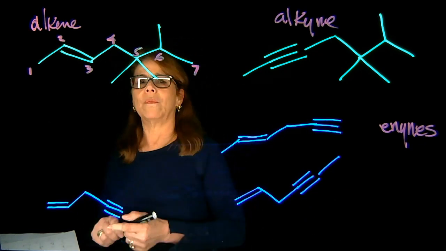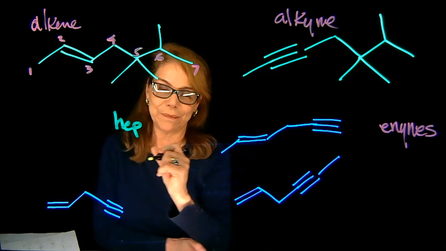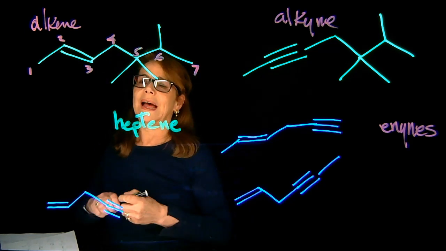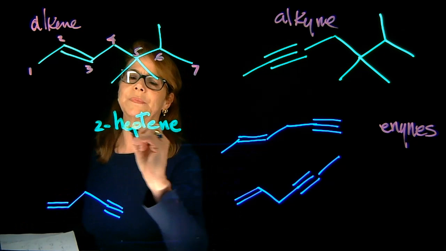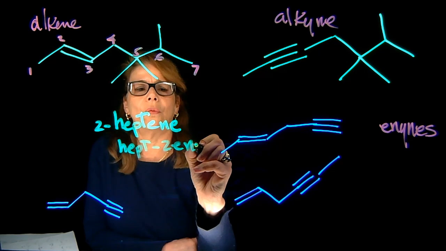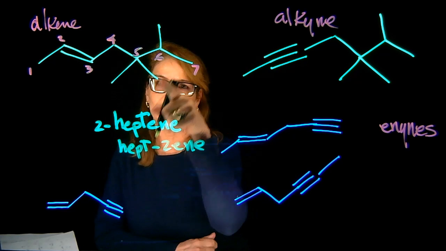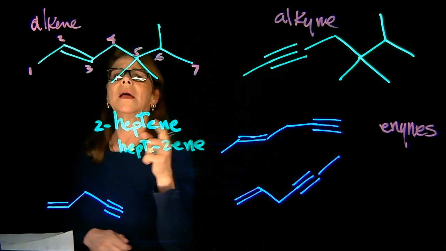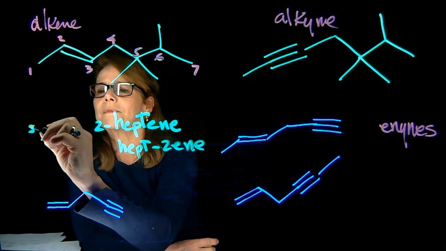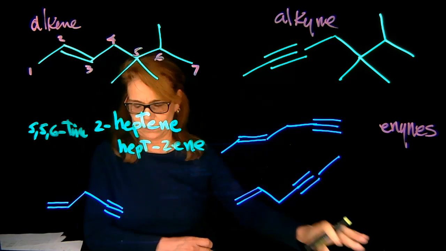Okay, so we said it is hept, then heptene. So the termination is ene, and that is a 2, we can say 2-heptene or hept-2-ene. Either way, it's fine. But then we need to say that we have substituents, we have methyl, and methyl. So it is a trimethyl, and methyls are on 5. So we say 5, 5, 6, trimethyl.